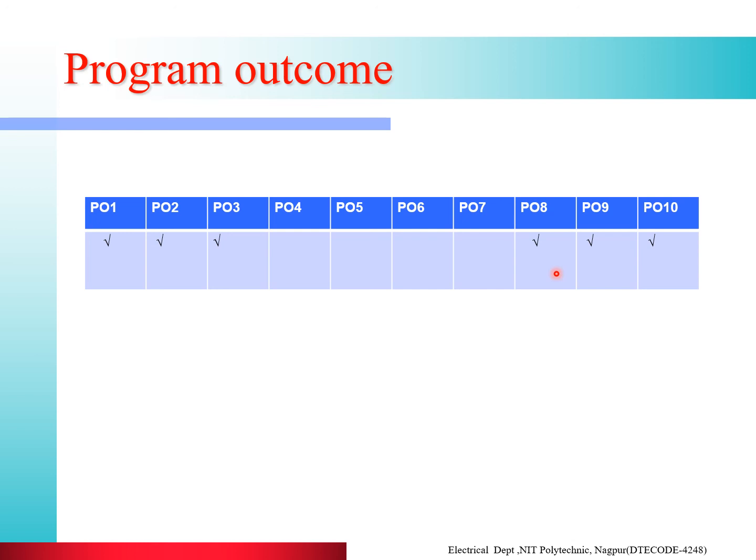PO8. Here the directional power relay is generally used in generating substations. So it is operated by individuals or in groups. So PO8 is mapped. PO9, communication is from the voltage and current from the system. So PO9 is mapped. PO10, how directional relay is used in the power system. So PO10 is mapped in this lecture.